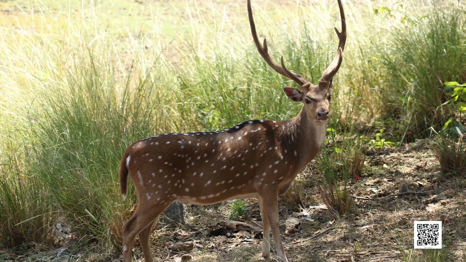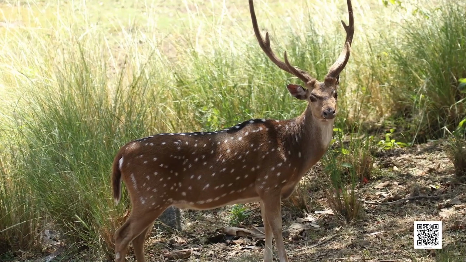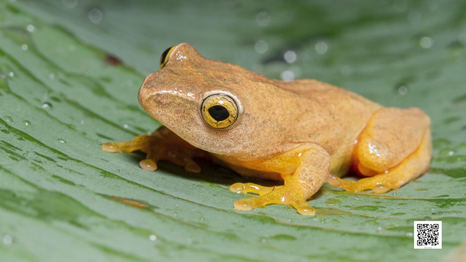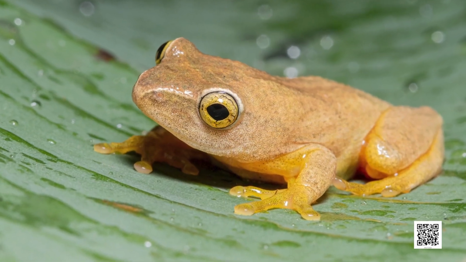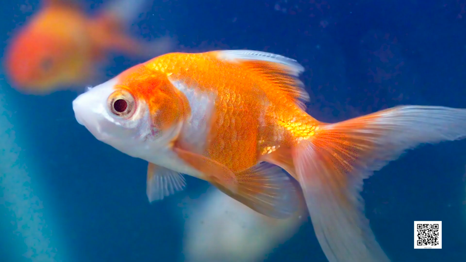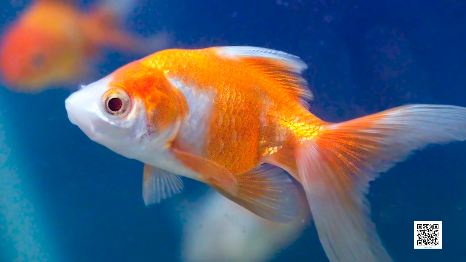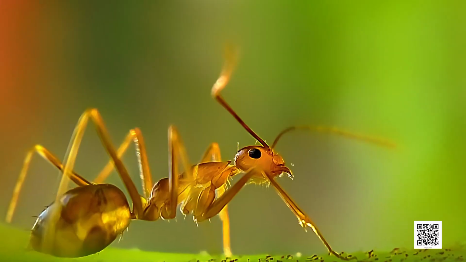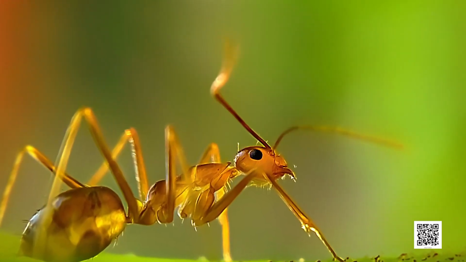So, the first one will be deer. Which column would you like to put the deer in? Left, because you can see the ears of the deer. So, put the deer in the left column. Then frog. Can you see the ear in a frog? No, ma'am. So, it will go to the right side. Fish, can you see the ears? No, ma'am. It will go to the right side. Ant, no. It will go to the right side.